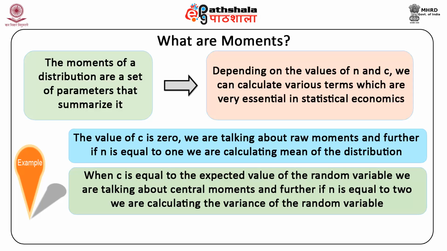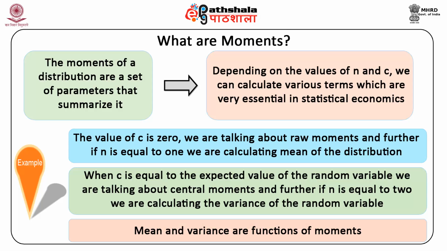Also, when c is equal to the expected value of the random variable, we are talking about central moments. And further, if n is equal to 2, we are calculating the variance of the random variable. Thus, mean and variance are functions of moments. The next section will discuss this in detail.